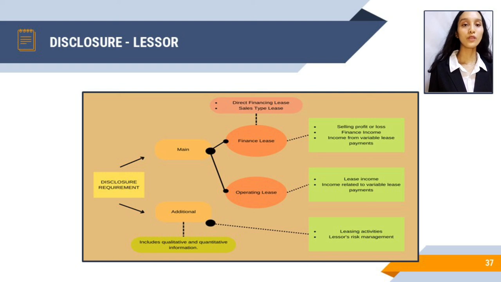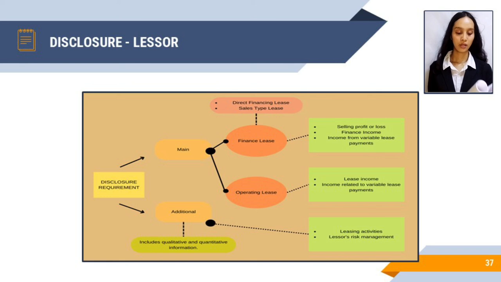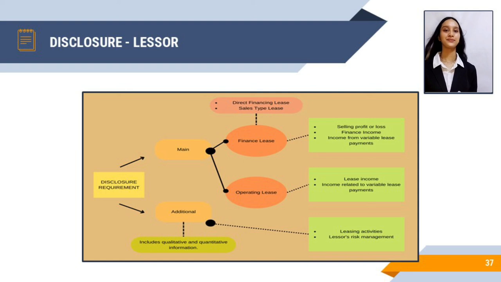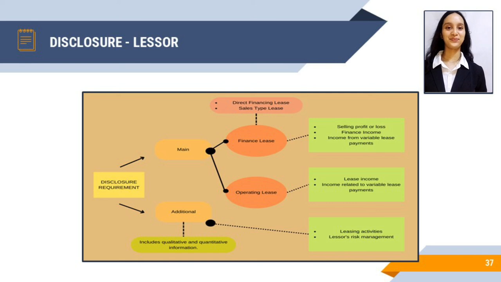After main disclosure, now for additional disclosure, a lessor shall disclose additional qualitative and quantitative information about leasing activities. Here are the info needed to disclose: the leasing activities and the lessor's risk management. Here are the disclosure requirements from the point of view of lessor.